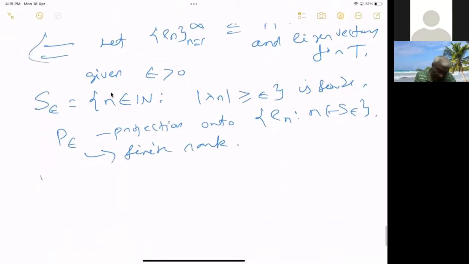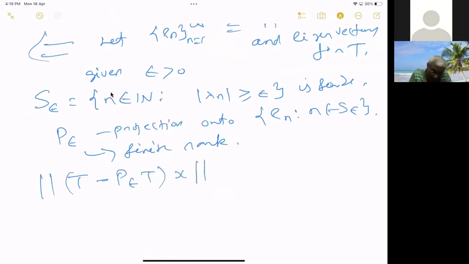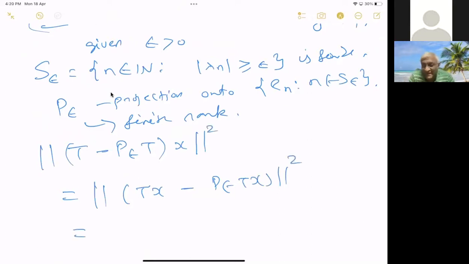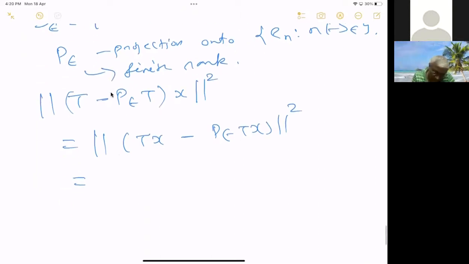Now we consider T minus P epsilon T applied to some x. We want to approximate this uniformly. We want to show that this is less than or equal to epsilon times norm x uniformly. So what is this equal to? Tx minus P epsilon Tx, right? Whenever we consider this in Hilbert space, we have to take the norm squared. This is equal to summation. Let me write it again, so it will be more clear if I write it like this.